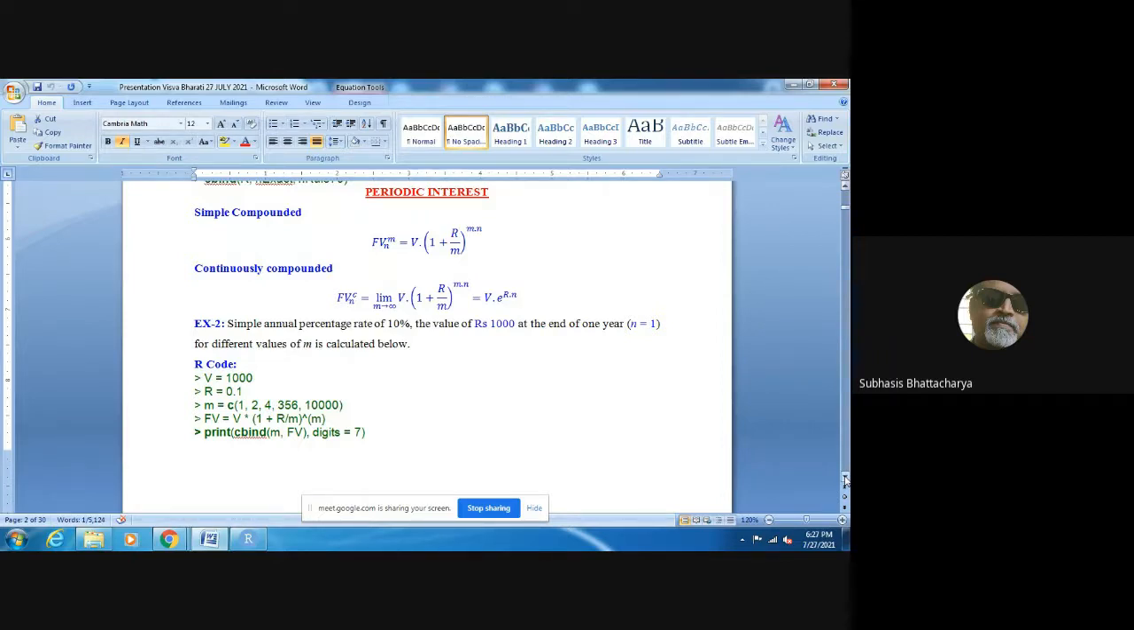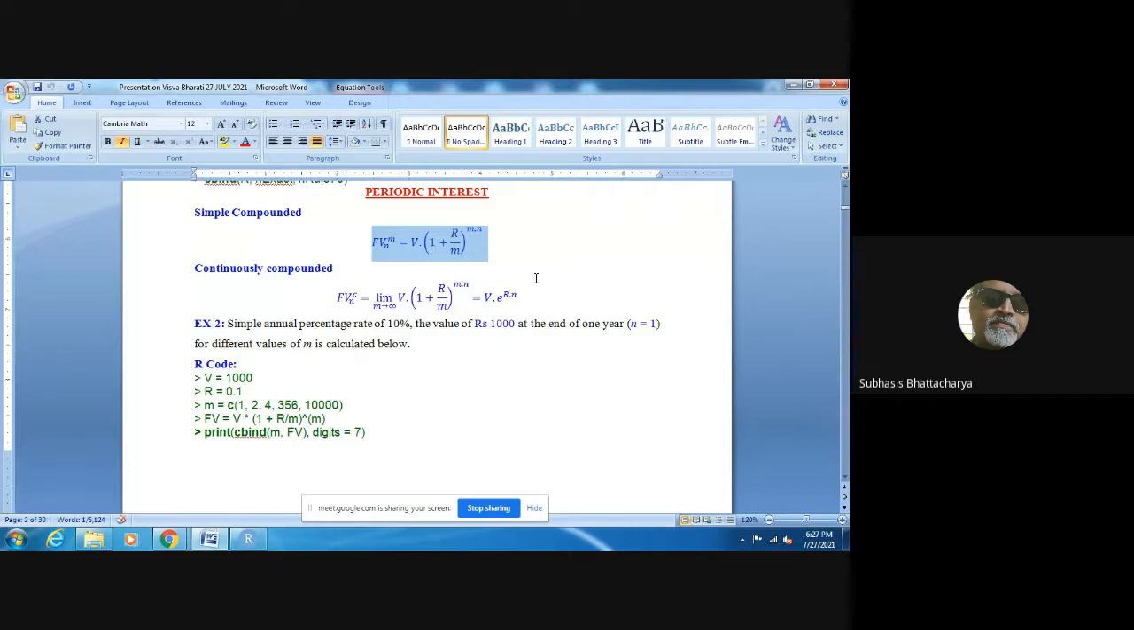So suppose we consider the periodic interest. That is, if the interest rate is paid m times per year, then what is the future value after n years? It is a simple arithmetic formula, and this is the value: v into 1 plus r by m to the power m into n.